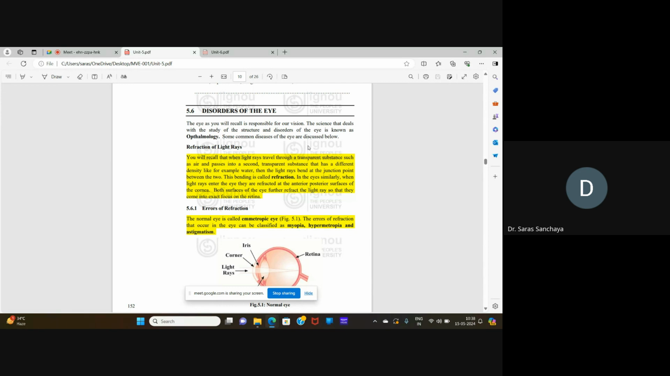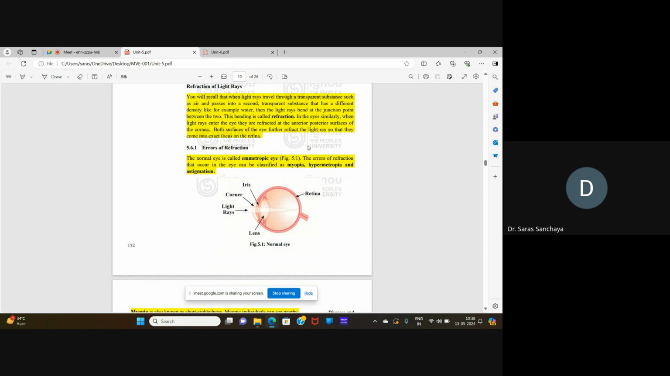In the eye, similarly, when the light rays enter the eye, they are refracted at the anterior and posterior surface of the cornea. Both surfaces of the eye further refract the light rays so that they come into exact focus on the retina. So it is refracted by the cornea, then lens, and from the aqueous humor to vitreous humor to the retina. Errors of refraction.